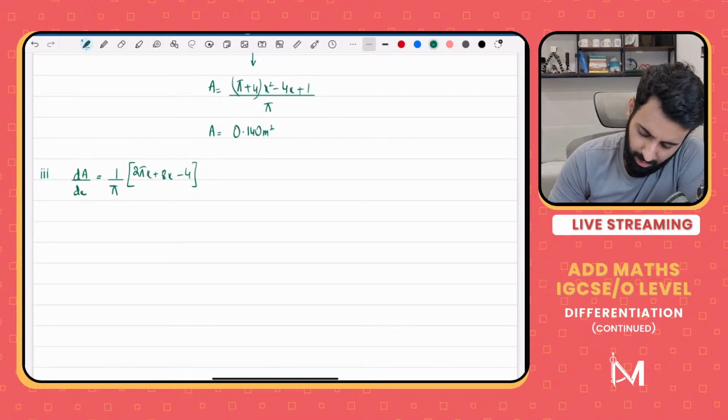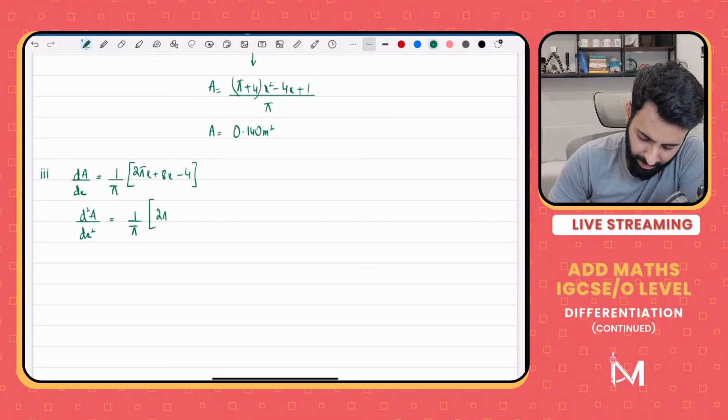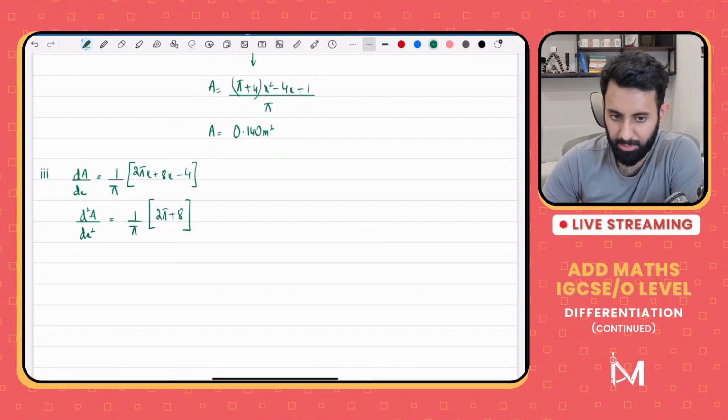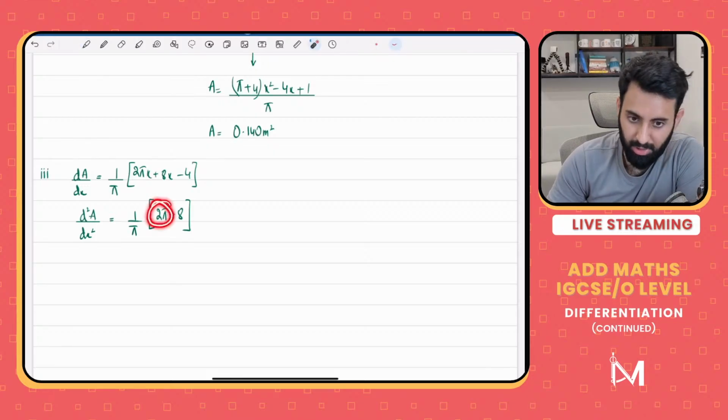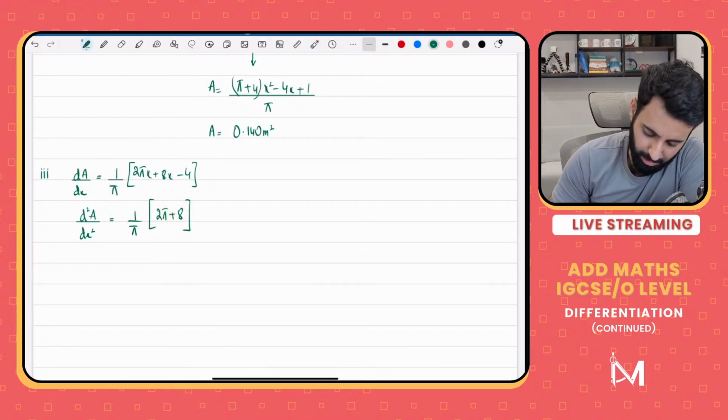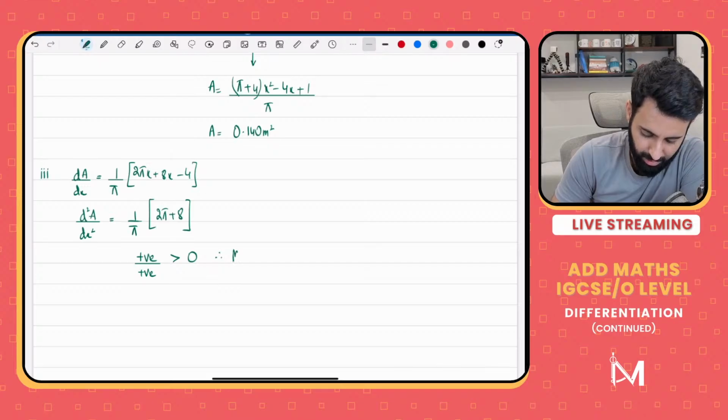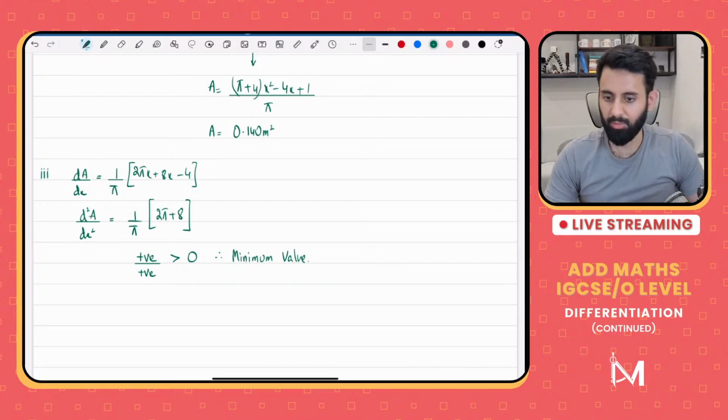Anyway, so let's differentiate it again. d square A upon dx square. So here's what happens. We have 1 upon pi. This becomes 2 pi plus 8. Now notice this is not in terms of x. This is going to be positive. Why? Because 2 pi is positive, 8 is positive, pi is positive. So it's going to be a positive number divided by a positive number. That means the answer will be greater than 0 and therefore it's a minimum value.